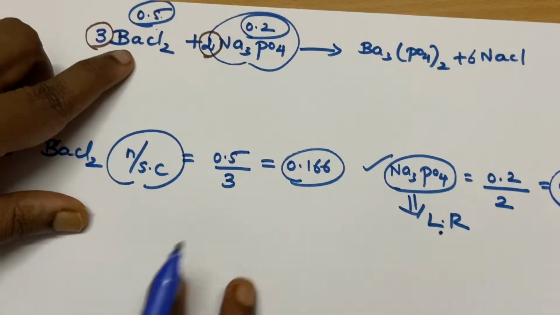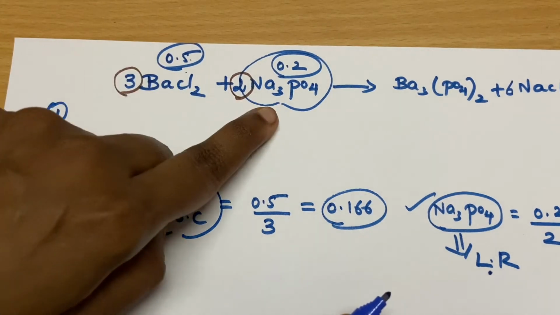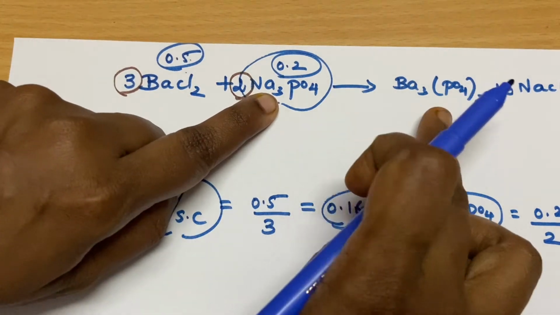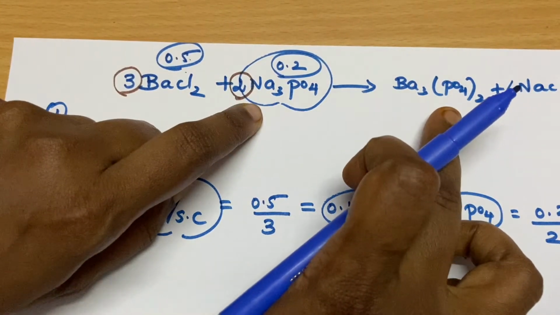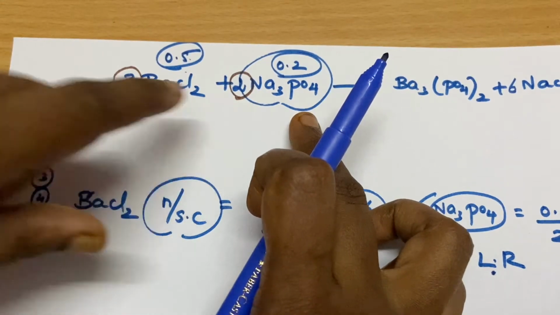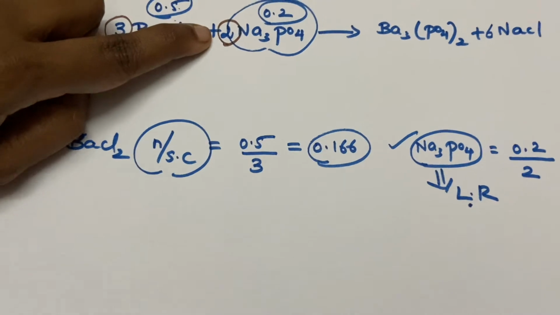Okay, so the given number of moles for BaCl2 is 0.5 and for sodium phosphate is 0.2. I have to find the amount of product formed only on the basis of sodium phosphate here. So from the equation, this is the recipe, no? This is the recipe.